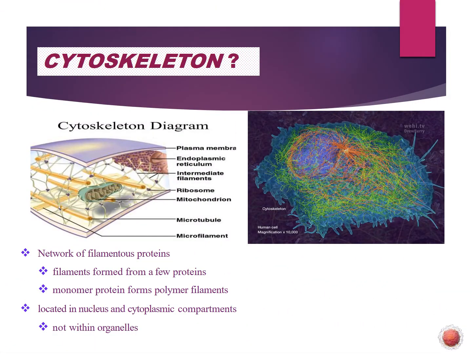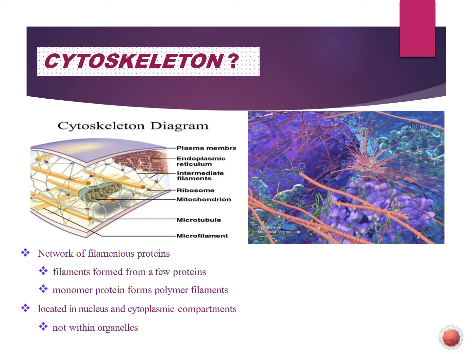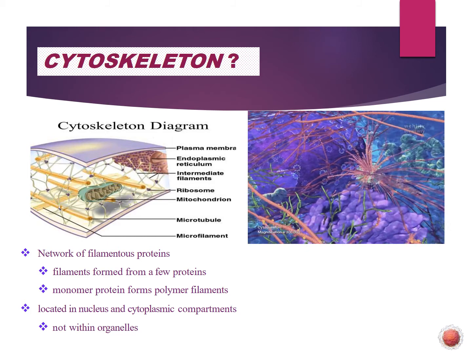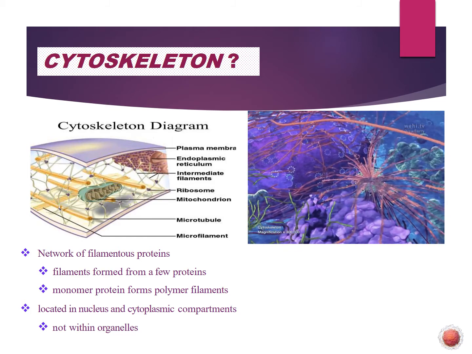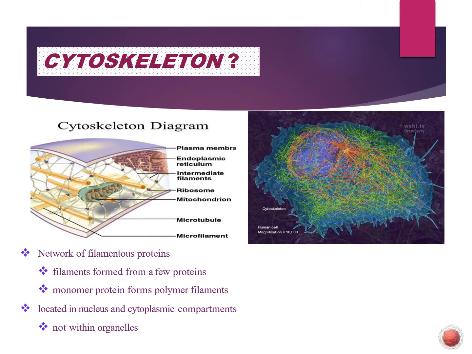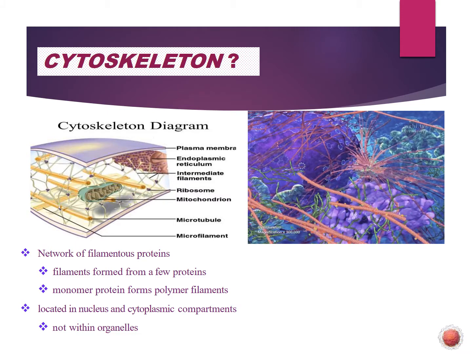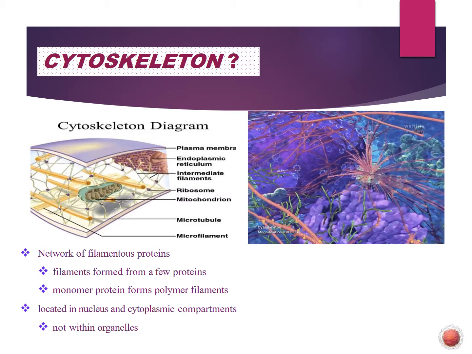What is cytoskeleton? It's a network of different types of filamentous protein in the cell. They are located in the nucleus and cytoplasm both. There are three main filamentous proteins: microfilament, microtubule and intermediate filaments.